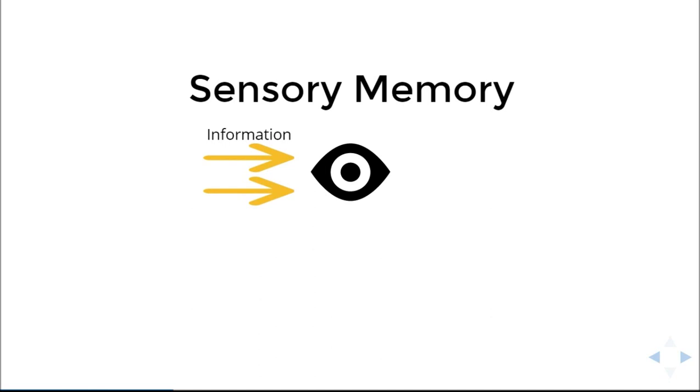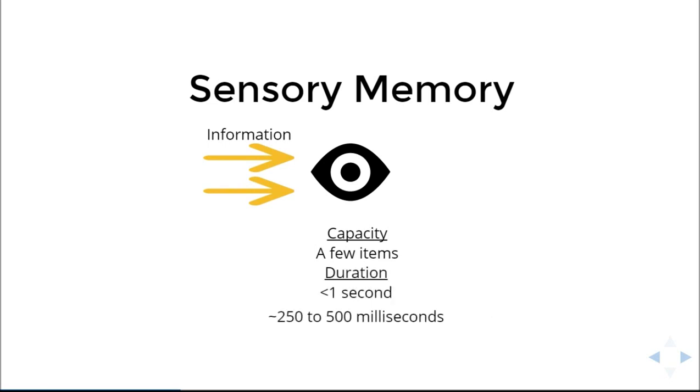The capacity of the sensory memory is only a few items, and it has a very, very short duration of under a second. All you need to know is that it's under a second. If you want to be more precise, it's between 250 to 500 milliseconds, so between a quarter and a half of a second.